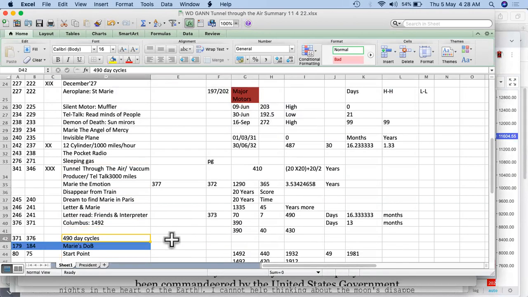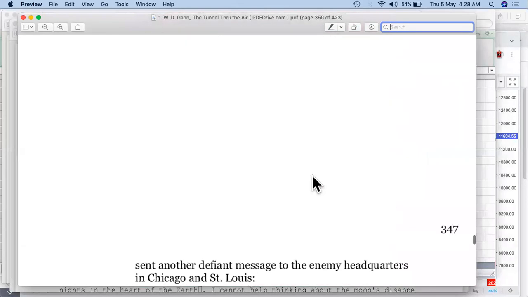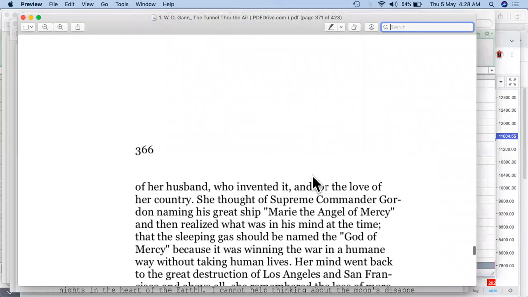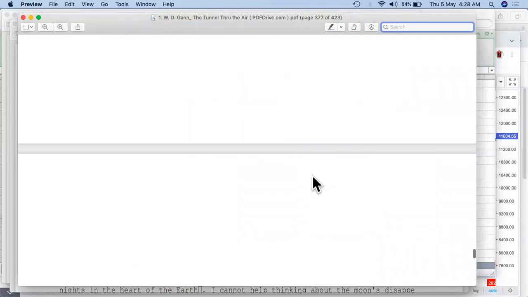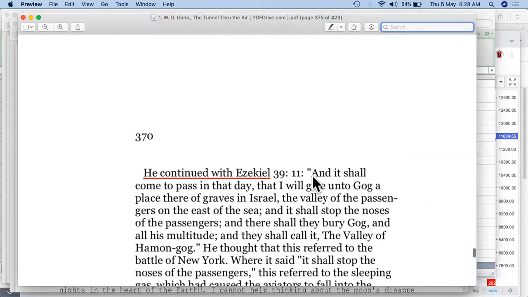Pages 371, 376. Right, so there are certain aspects which have been given in this book now.